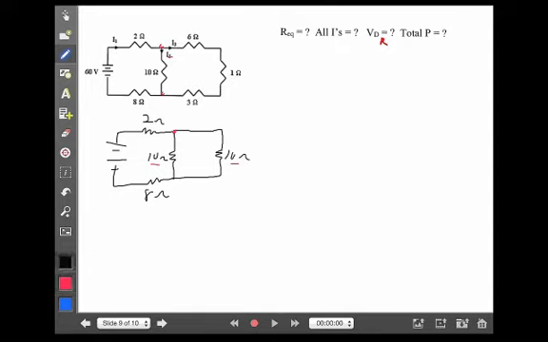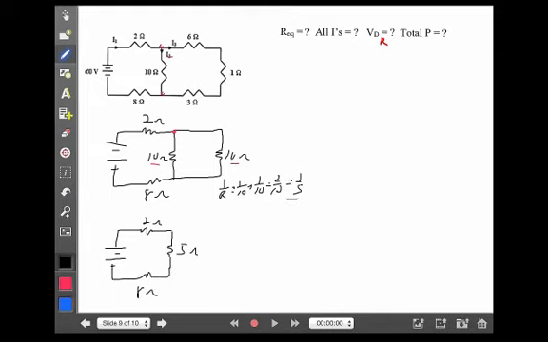So if we do a mini reduction, 1 over R would be 1 over 10 plus 1 over 10, which is 2/10, or 1/5. So I'm going to redraw the circuit. I'm only squishing together those two 10s. So the 2 ohm still stays. The two 10s are now squished together to make a 5 ohm resistor, which I found from there. And my 8 ohm is still there.